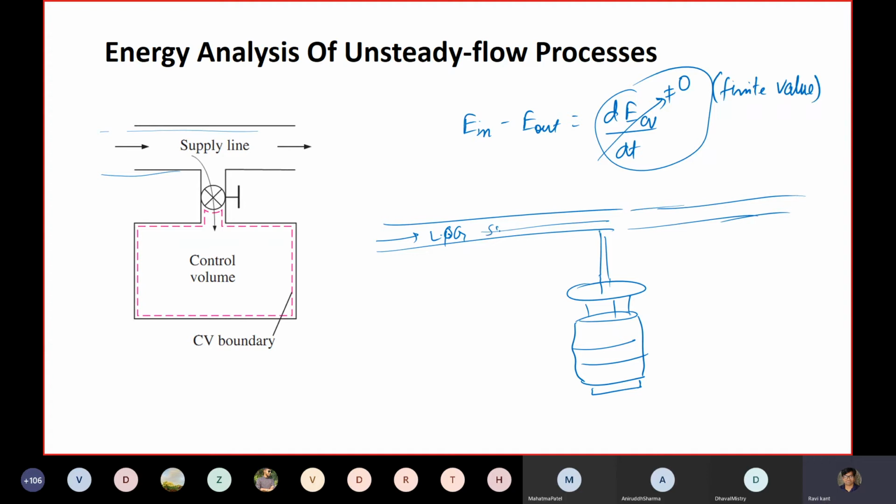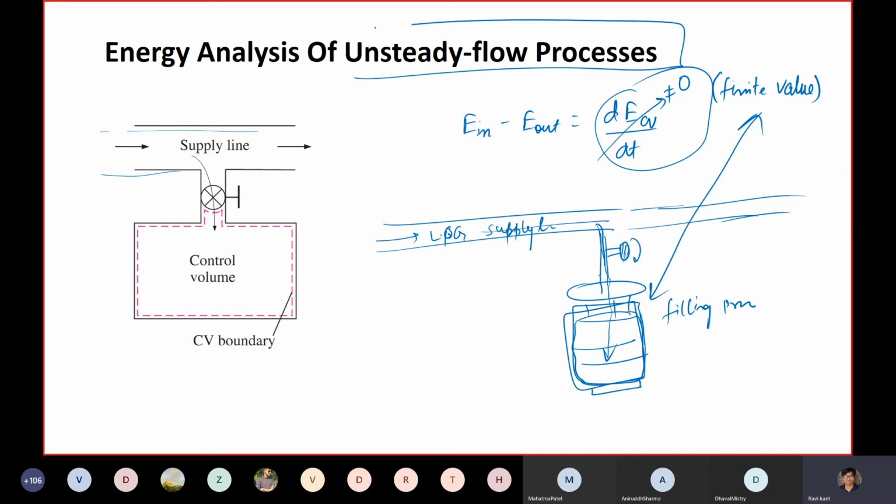So you have a supply line, and there is a check valve here, a control valve here, and when you open that, it starts filling your gas cylinder. The filling process of this type of thing is often associated with an unsteady flow process. Okay, and we can actually estimate the energy analysis of these kinds of filling processes. That is also important to know.